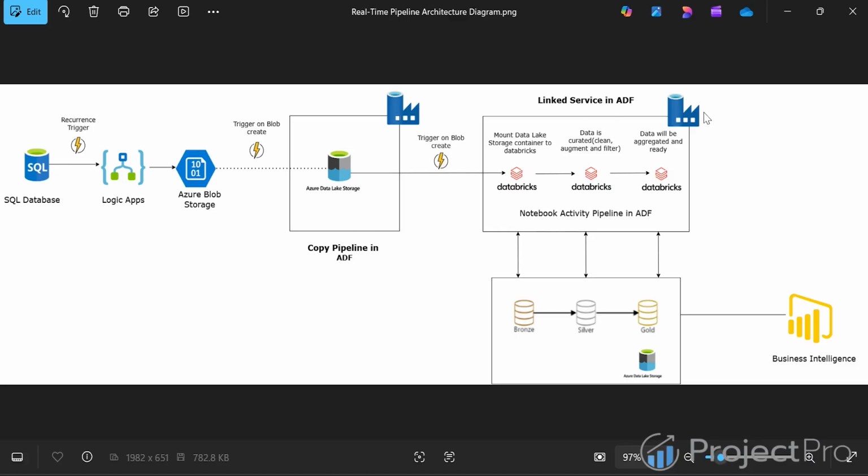Now, after that, our next pipeline will get triggered. That basically executes a Medallion architecture, that is the bronze layer, silver layer, and gold layer. And accordingly, we will have the processed data in our last layer, that is the gold layer. And after that, Power BI will create a dashboard and a visualization on top of the clean, processed and enriched data. So this is the architecture of our project.